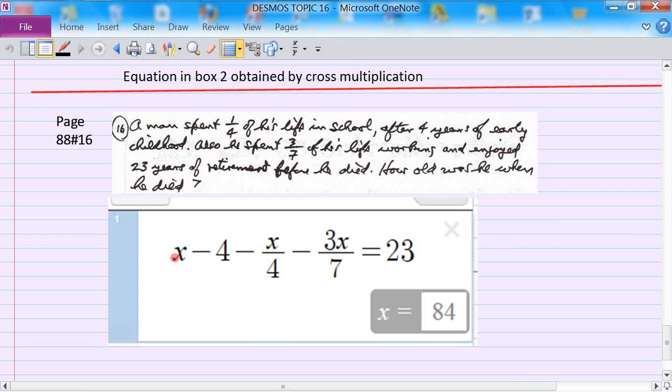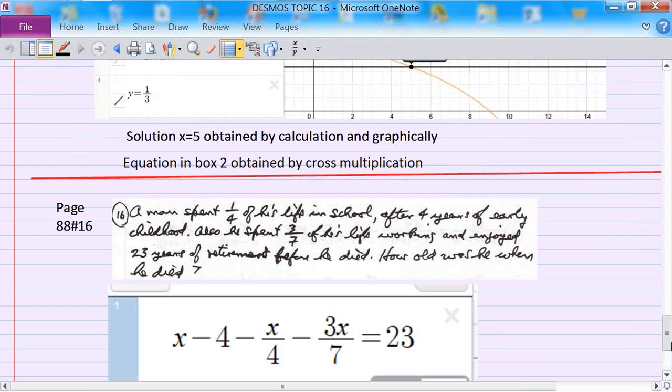So you have 84 minus 4 minus 84 over 4, which is 21. 3 times 84 over 12 is 36. So you've got 84 minus 4 minus 21 minus 36. And if you check that and do that, you'll find that it's equal to 23, which it should be.